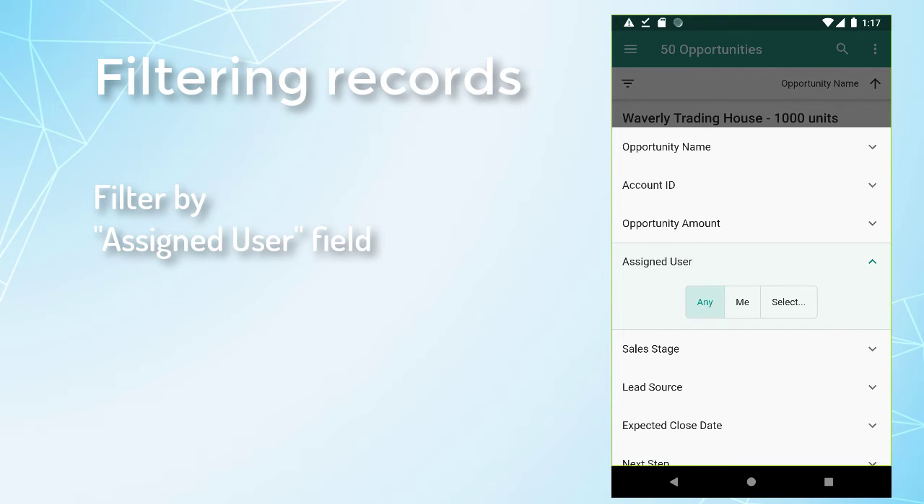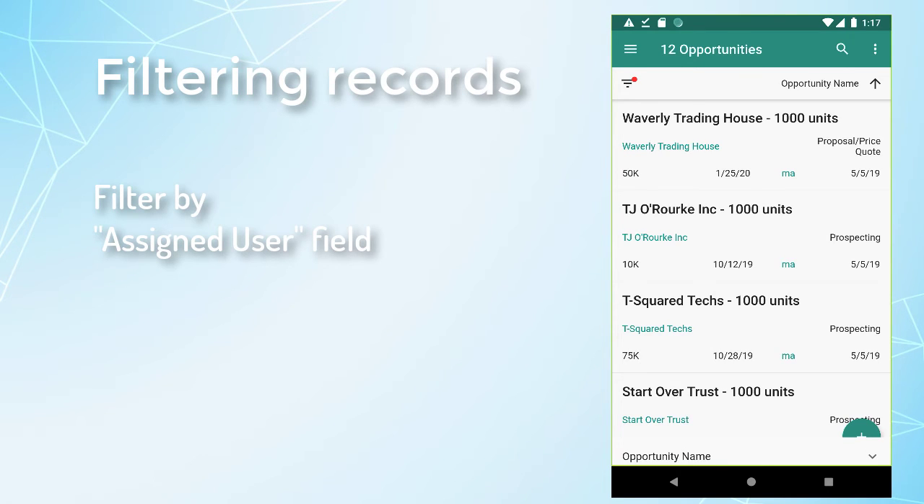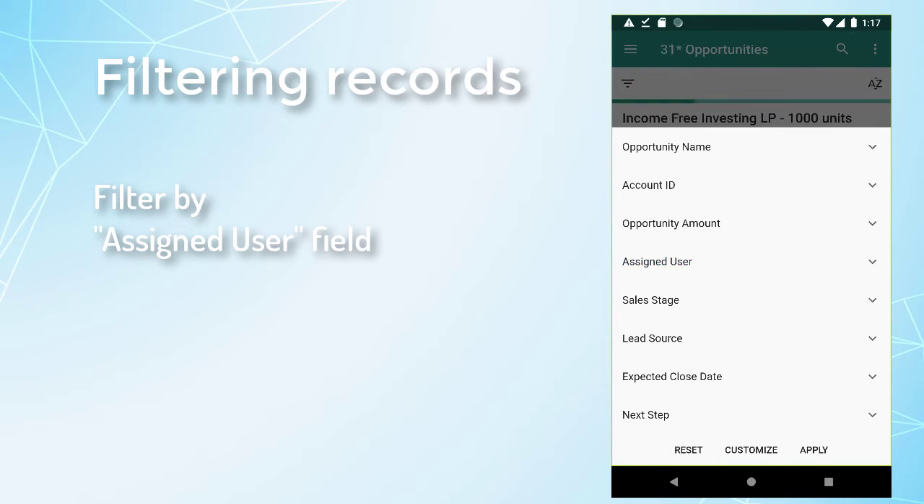For the Assigned User field, we can tap on Me to filter opportunity records assigned to me. We got 12 opportunity records assigned to me. To clear the filter, tap the Reset button.